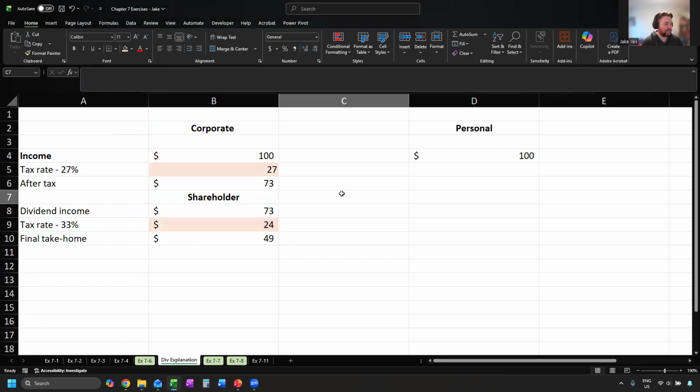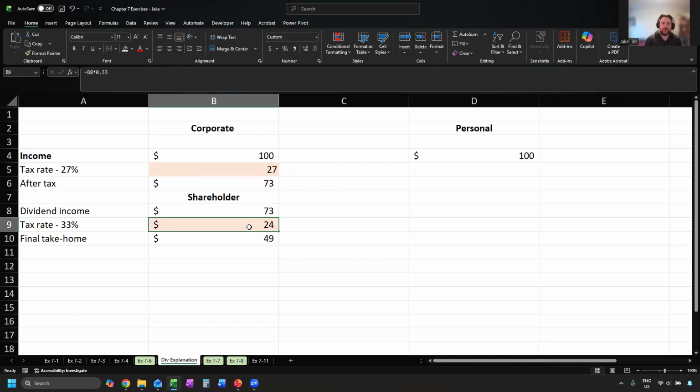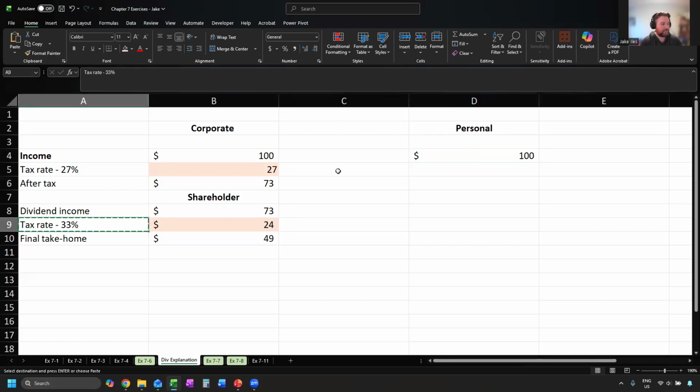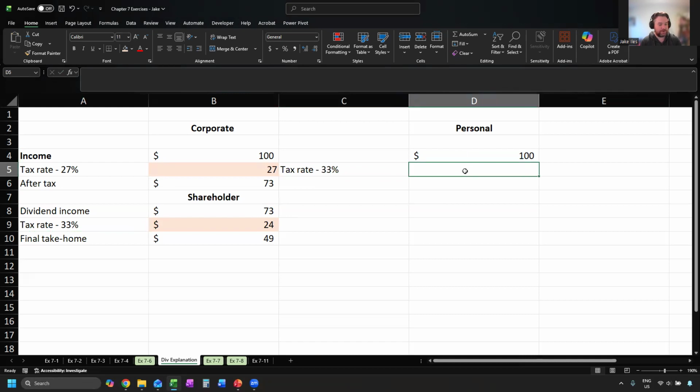Let's do a gentle highlight there. So by earning it through a corporation, a certain amount of income was taxed at the corporate level, paid out as a dividend, taxed at the personal level. Now, if I didn't have the corporation, if I ran the business individually, my personal income, I earned the same $100 from the business, but now I'm only paying my personal tax rate of 33%, which will be $33.